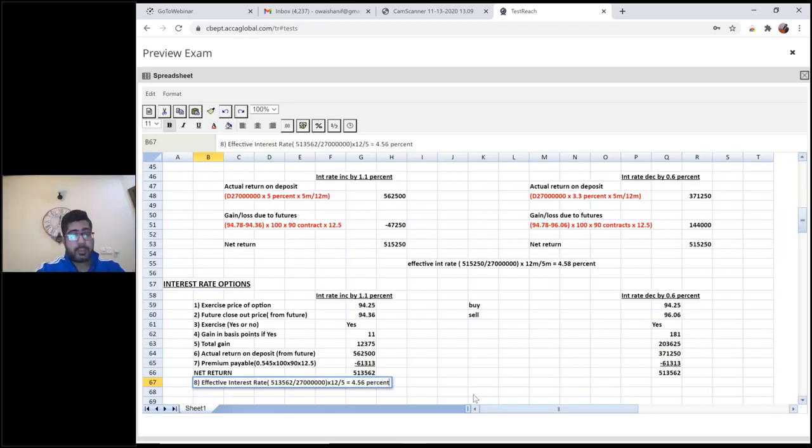Although I can tell you one thing, in case of options, the answer of increase and decrease can be different. In futures, it can never be different. You have made a mistake if it's different in futures. In FRAs, it can never be different, but in options, it can be different. It can be the same. Reason I will tell you tomorrow.